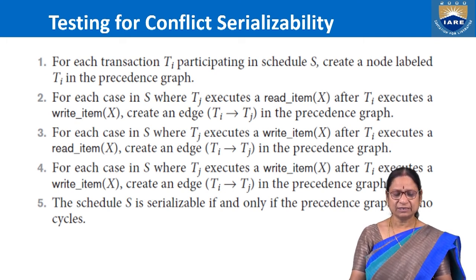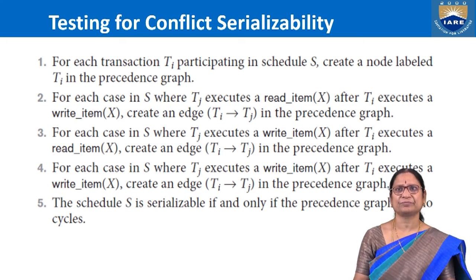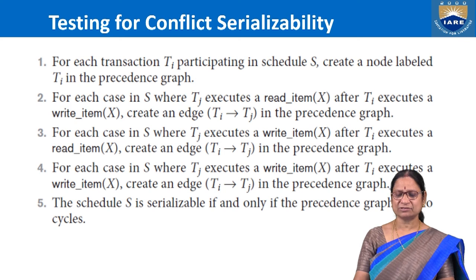So when Tj executes a write statement after Ti executes, whichever first write is there, from there you draw the arc. In the previous case also, Tj executes after Ti executes a read statement. Wherever the initial operation is, from there you start the graph to the other one. So it is the same in the case where Tj executes a write after Ti executes a write statement.